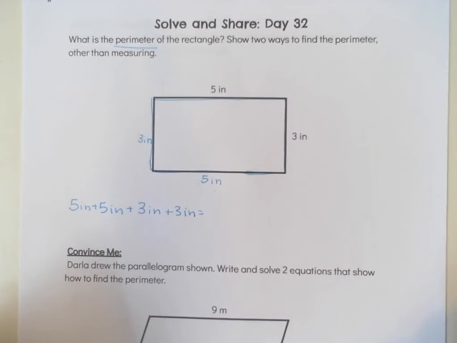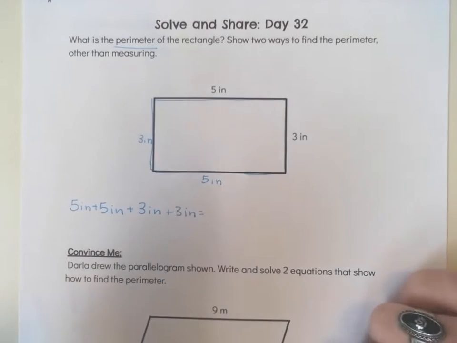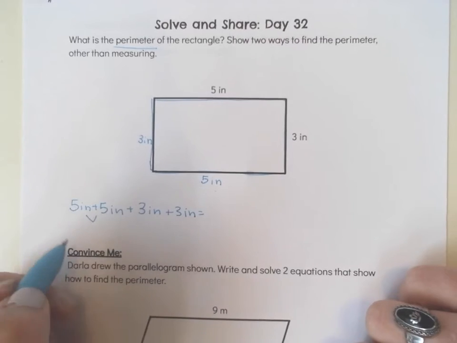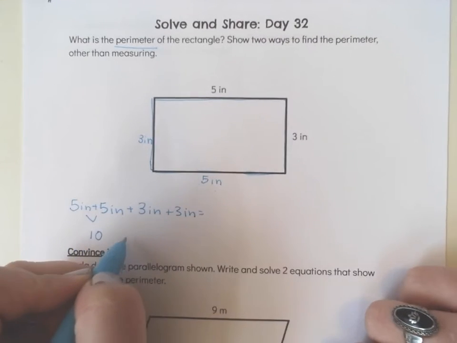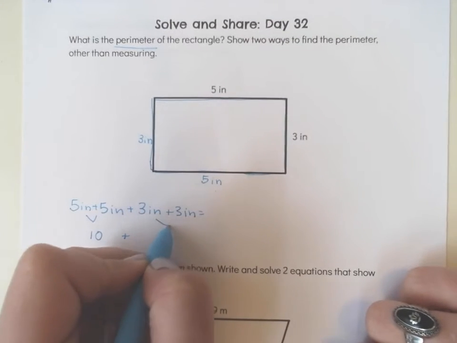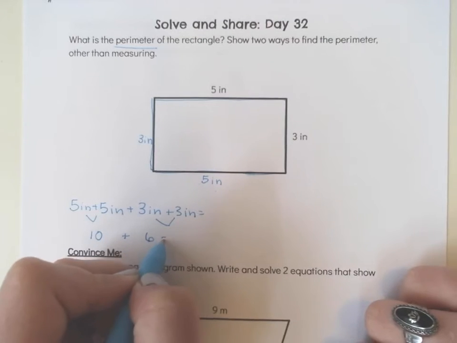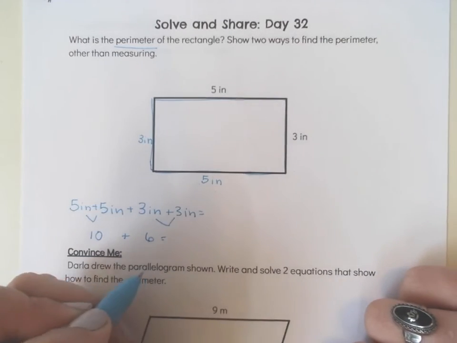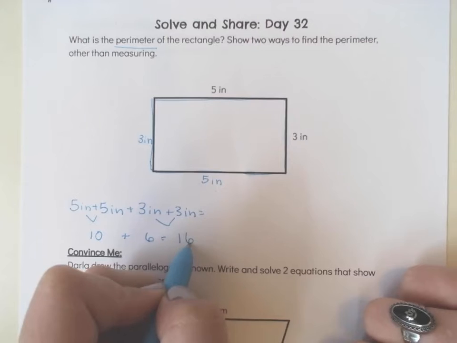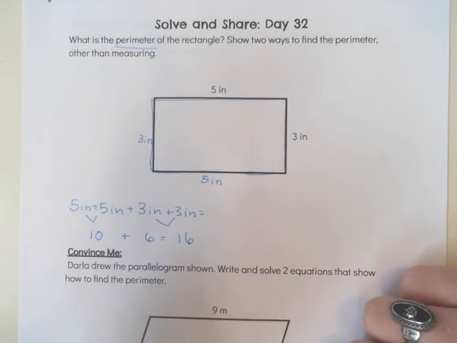Now, if I were going to solve this, I could make it a little bit easier. I could do it in my head and use some mental math, or I can use my little carrots and say that I know that 5 plus 5 is 10, plus I know that 3 plus 3 is 6, right? If I were to add 10 plus 6 together, I would get 16. But 16 what? We need to remember our measurement, because when we're doing perimeter, there's always going to be a measurement associated with our numbers that we're working with.